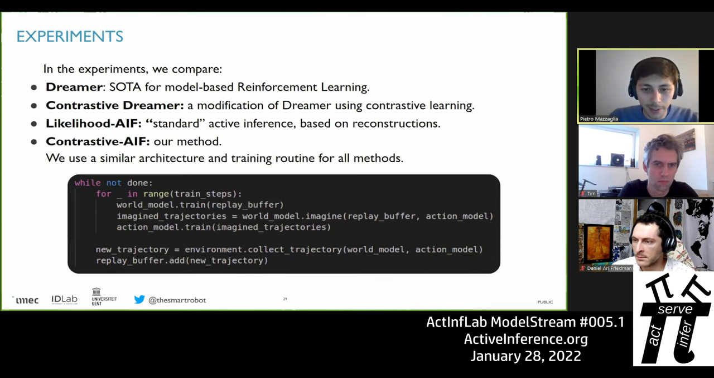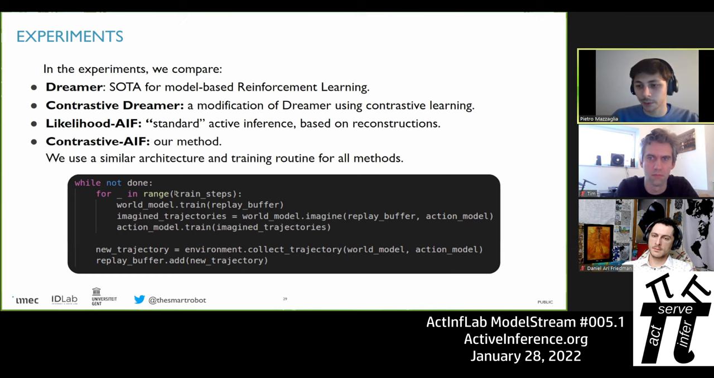We use similar architecture and training routine for all the four baselines, and the training routine can be summarized as we see here in pseudocode. For a certain number of training steps that we fix in advance, we train our world model on the previous experience, so on a replay buffer that represents our dataset of past experiences. Then we use the trained world model to imagine some trajectories in the future by using our action model and the replay buffer as well, which is used because we need to take the negative samples for the contrastive free energy functional. And then on the imagined trajectories, we train our action model in order to pursue the preferred outcomes better.